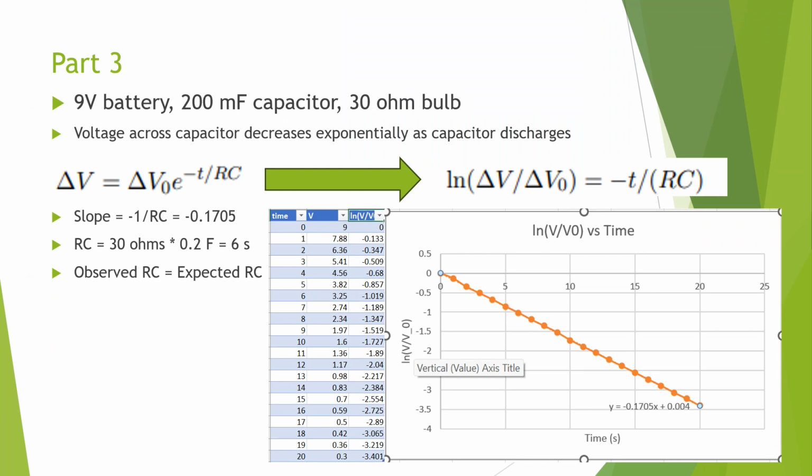For part 3, we had a 9 volt battery, a 200 millifarad capacitor, and a 30 ohm bulb this time. The voltage across the capacitor decreases exponentially as the capacitor discharges. We found this using the formula shown, and we were able to manipulate it to equal the natural log of the change in voltage over the change in V naught, equal to negative t over RC. From this we get the slope to be equal to negative 0.1705. Our observed RC and our expected RC are both equal to 6 seconds.